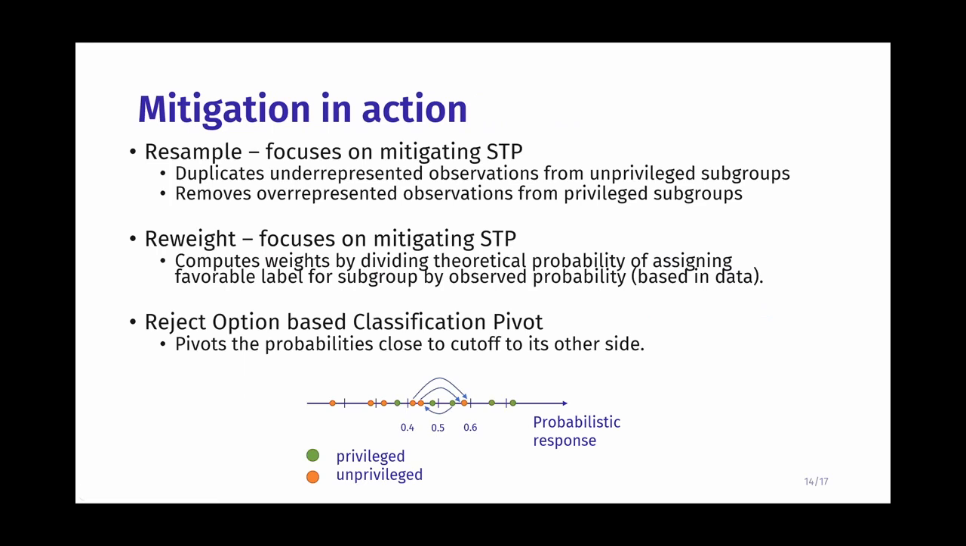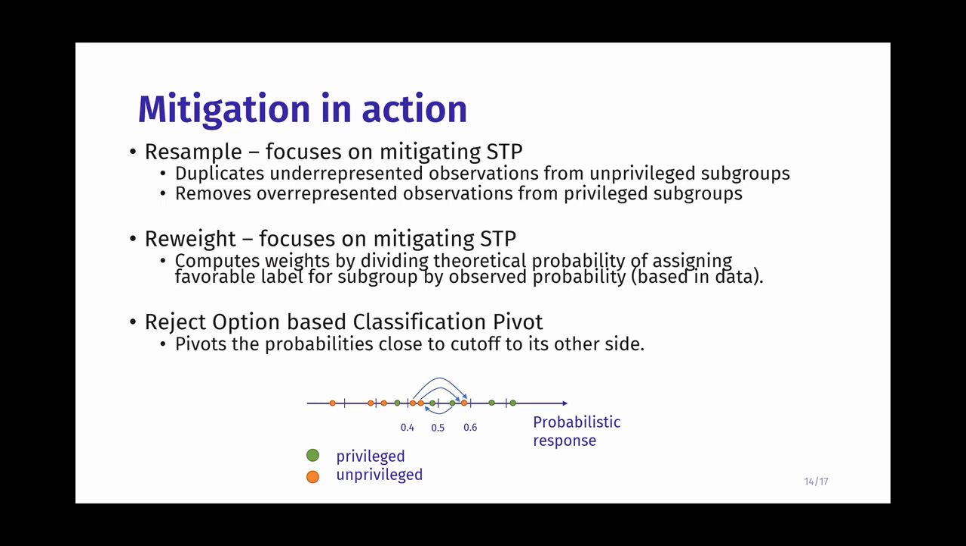So resample focuses on mitigating the statistical parity ratio, and it duplicates the underrepresented observations from unprivileged subgroups, and it removes the overrepresented observations from privileged subgroups. And it is actually based on reweight, which computes weights by dividing the theoretical probability of giving the favorable label for the subgroup by the observed probability.